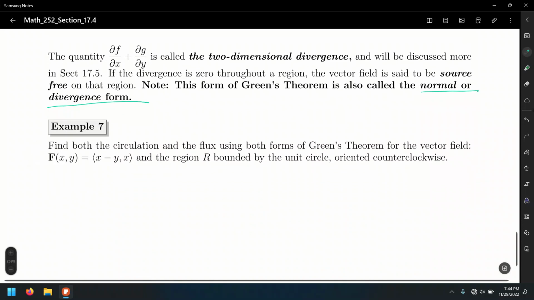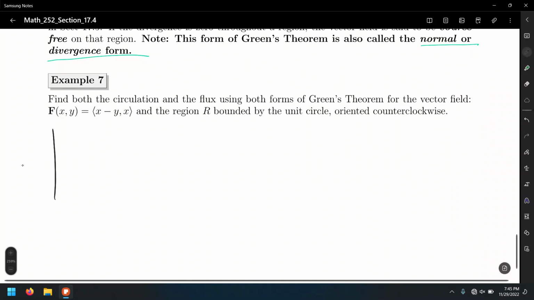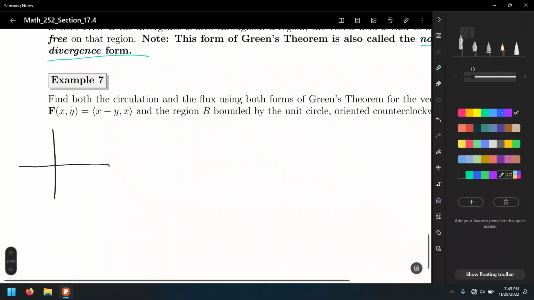In this case, we're given another vector field, x minus y comma x, over the region bounded by the unit circle. They're asking us to find both: number one, the circulation, and number two, the flow. So here is a picture of what they're essentially asking us to find. Let me draw a Cartesian plane and sketch the region. In this case it is the unit circle.